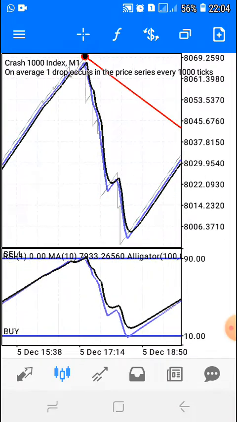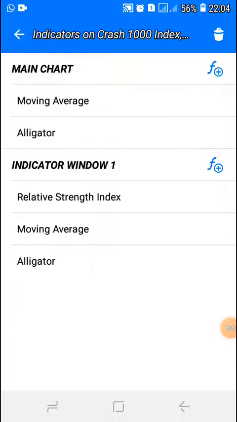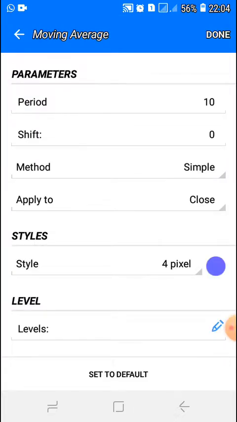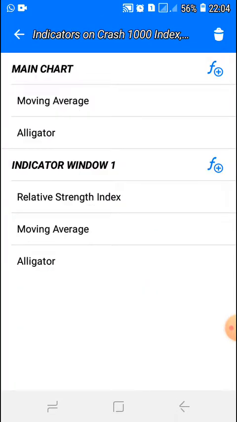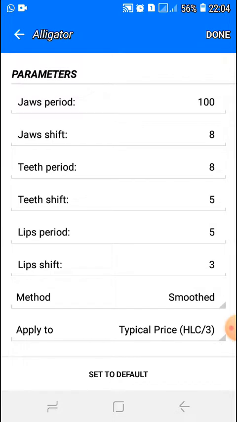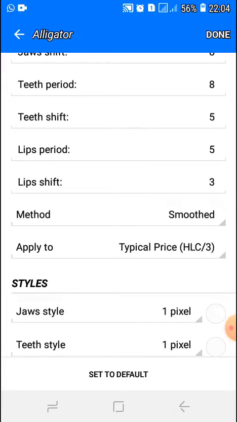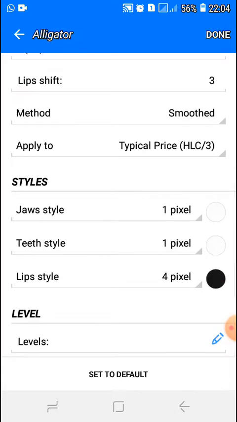Okay, now guys, now that I've shown you how to use the strategy, the next thing you must know is how the indicators look. On your main chart, you should have a moving average with the parameters like this: period 10, shift zero, method simple, apply to close, style 4 pixel purple, levels none. Then you must have an alligator, with the parameters as shown: method smooth, apply to typical price, and line styles 1 pixel white, 1 pixel white, and 4 pixel black.